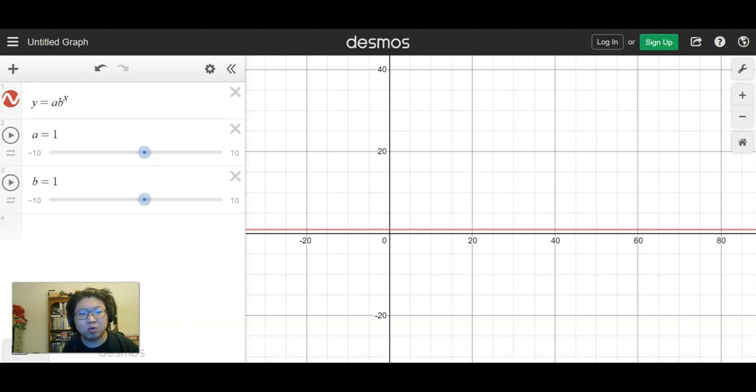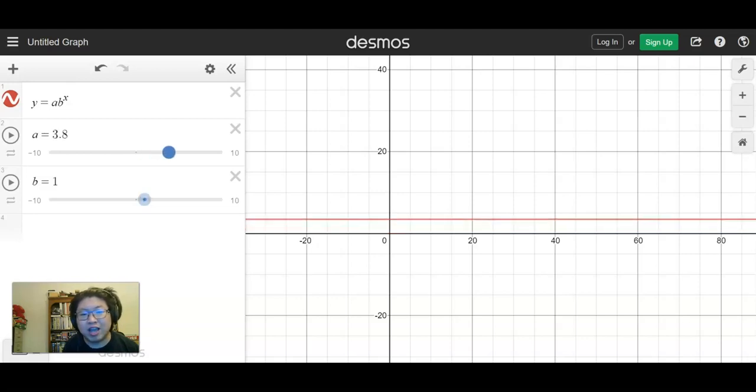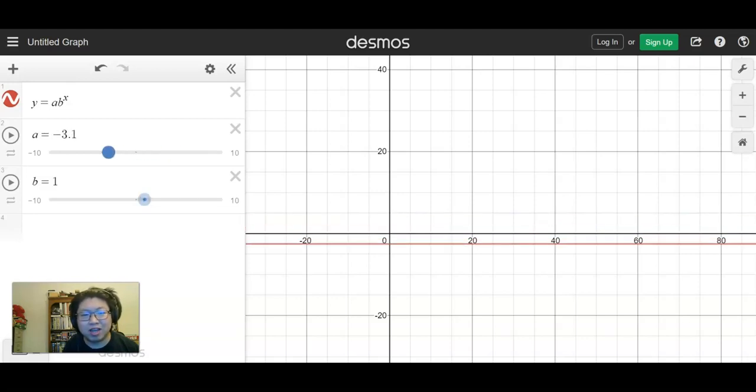Right now I got them set equal to 1, which is very uninteresting. It's a flat line. And I would probably not even call this an exponential function, although it is technically exponential. But it's not very interesting because 1 times itself is going to be 1. Now, if I change a, it's just going to move the line up and down. So that's pretty unimpressive.